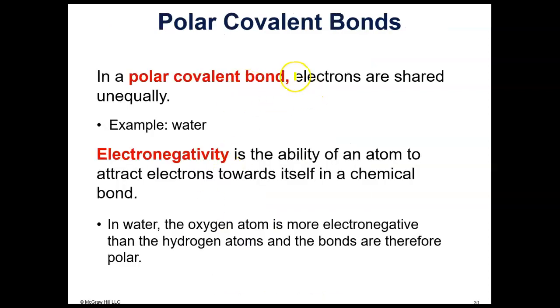But we also have covalent bonds that we call polar, and that is because sometimes, even though the electrons are shared, they're not shared equally. So a polar covalent bond results when electrons are shared unequally, and water is probably our most well-known example of a polar covalent compound. In water, the oxygen atom is more electronegative. That means it has a stronger pull on the electrons than the hydrogen atoms. And so that makes the covalent bond polar.